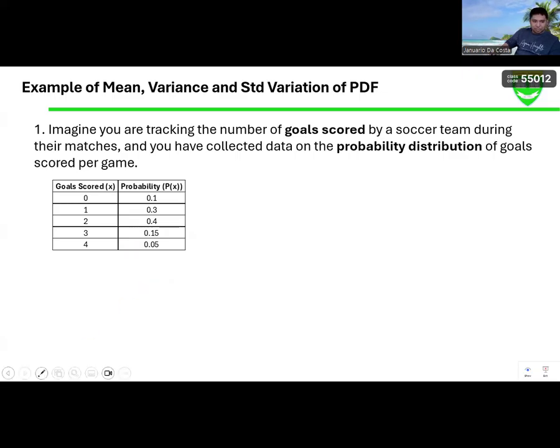So the formula for the mean is what? This is the formula for the mean. The sum of x dot p of x.